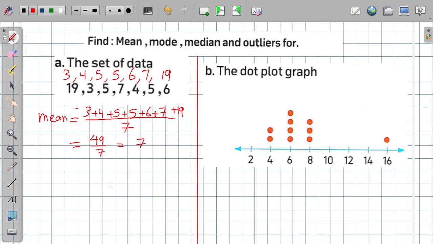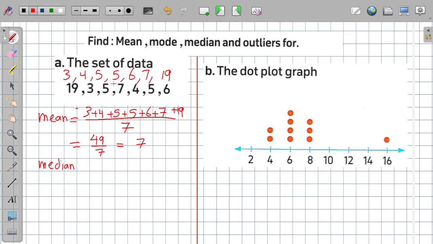Okay? If I want to find the median, I will arrange them first ascendingly, and I will find the number that lies in the middle of this data set. So I have 1, 2, 3, 4, 5, 6, 7.